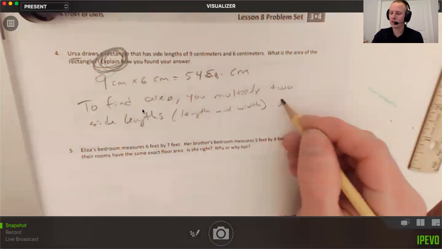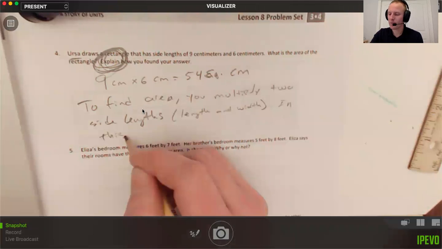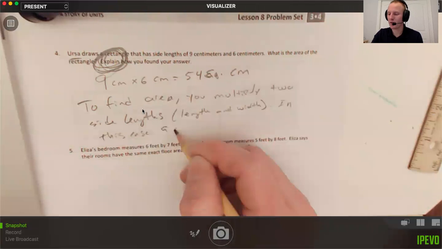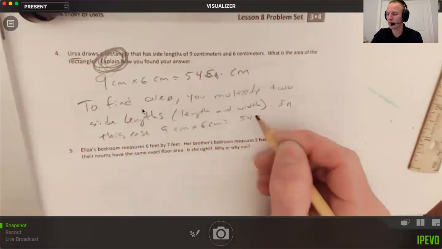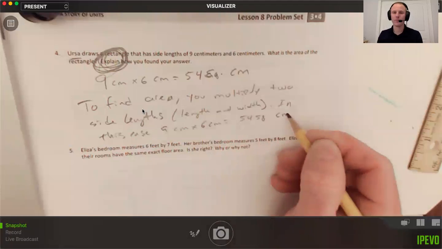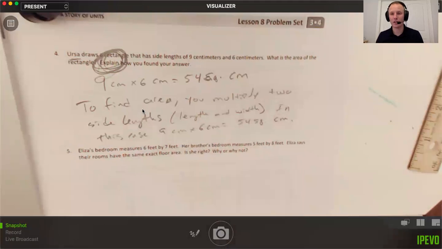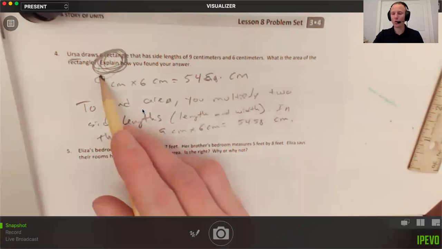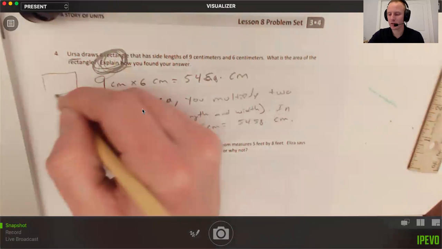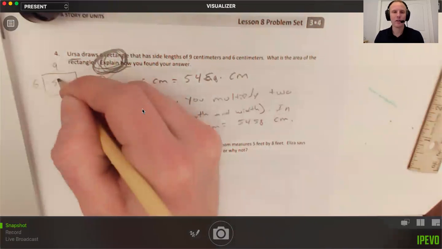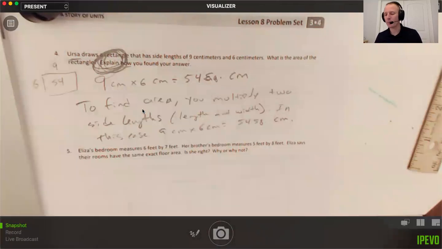In this case, 9 centimeters times 6 centimeters equals 54 square centimeters. And that's enough. That is explaining your thinking. That shows me that you know that you need to multiply 2 side lengths to find the area. If you want to draw a picture and say 6, 9, 54, with units on there, you could do that too. That would help complete your answer.